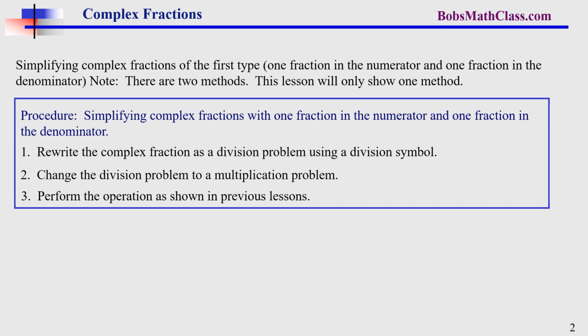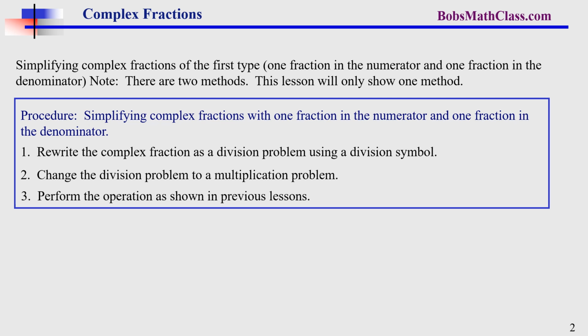So we'll discuss the first type at this point. So simplifying a complex fraction of the first type, again, that's only where there's one fraction in the numerator and one fraction in the denominator. There are two methods. We're going to show one method, okay? I think it'll be the easiest. But there's different ways of doing problems. You probably have figured that out already. There's often multiple ways of solving a problem. So we're just trying to show one way here.